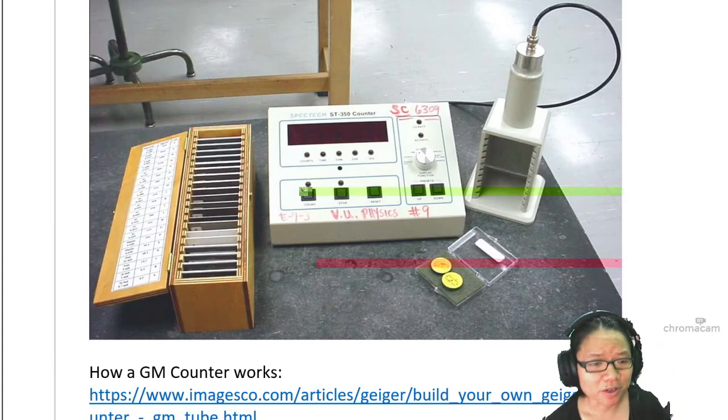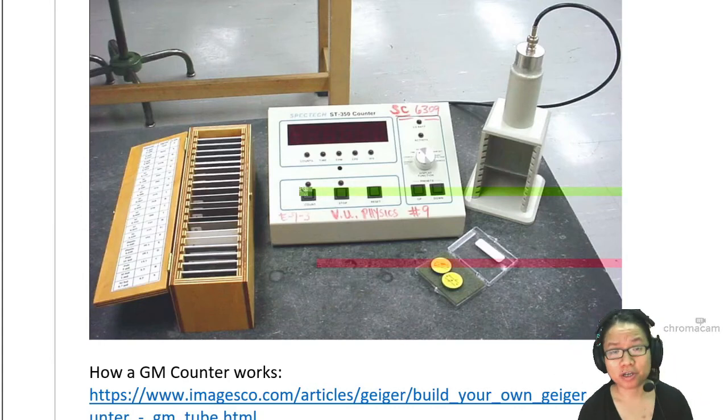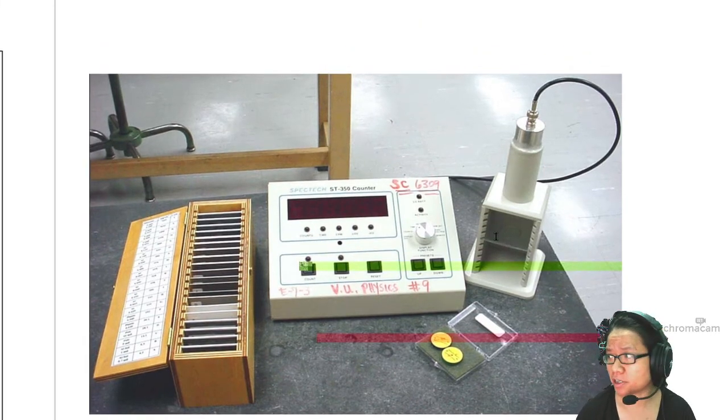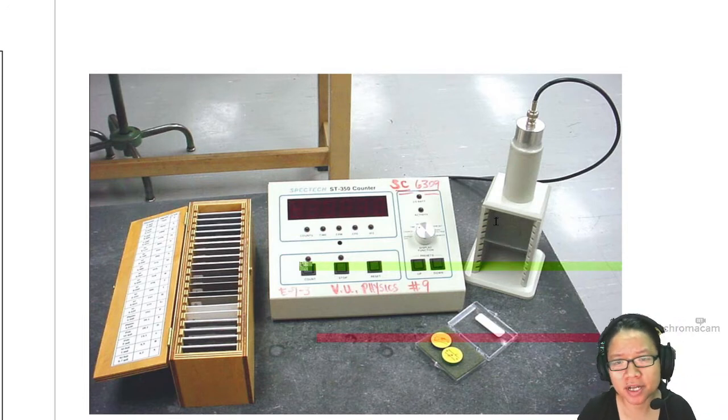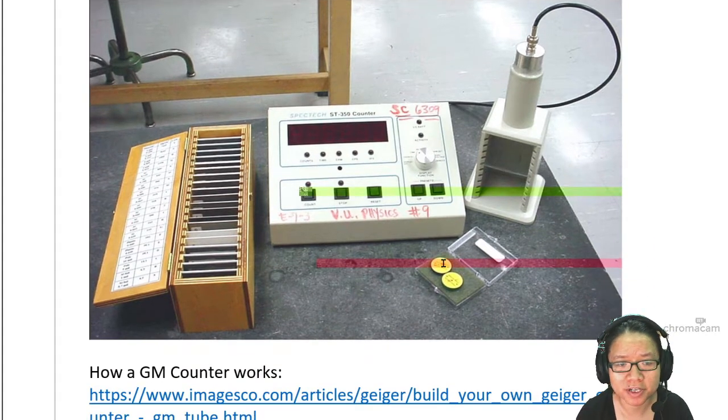In this example, we are going to look at the reading of a Geiger-Müller counter and how it contributes to our understanding of radioactivity. Right behind me, you will see a setup of a Geiger-Müller counter. This is more towards the lab, not the handheld type. You can see that there are slots here, and we can place different radioactive samples inside the slots to measure with the Geiger-Müller counter. Okay, so these are the samples.